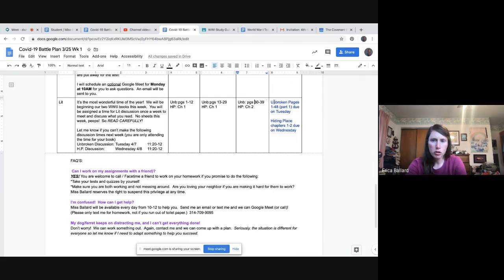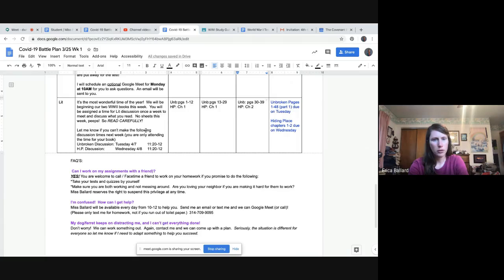However, what is due is listed here. So next Tuesday, you need to have read pages 1 through 48, which is part 1 of the book. Hiding Place, you need to have read chapters 1 through 2, which is due next Wednesday. So these on Wednesday, Thursday, Friday for this week, this is just a pacing guide of when you should probably be doing things to make sure you are ready to go for next week.